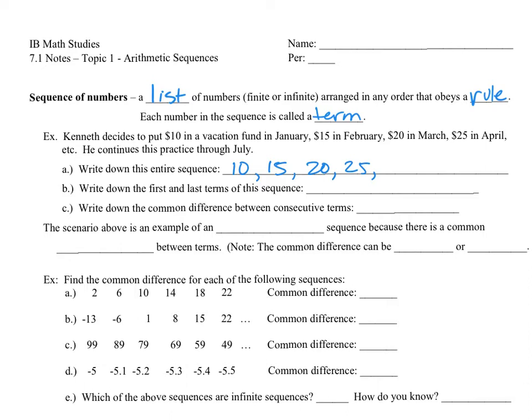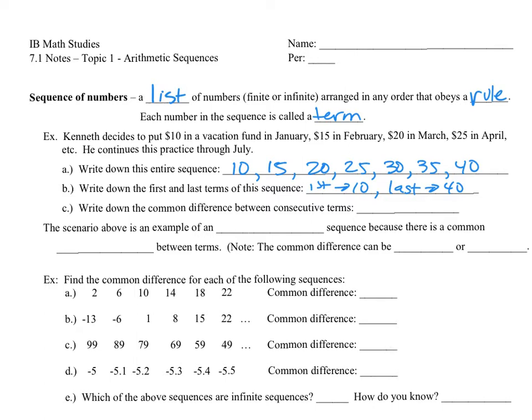Then the sequence would continue in May, $30. In June, it was $35. And then finally in July, it was $40. So let's write down the first and the last term of this sequence. Well, we can see that the first term is 10 and the last term is 40.